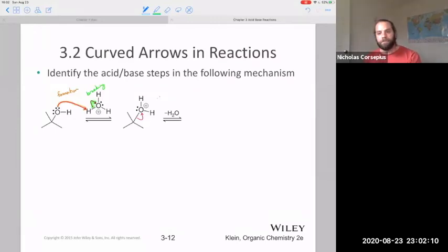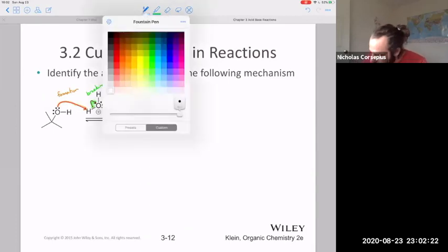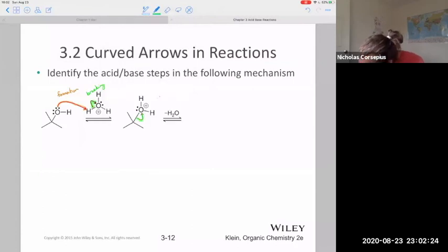What's happening here? Everybody take a second and draw me what the product of this step is going to be. Notice I only have one arrow here, so is a bond being made or is a bond being broken? In this case, we actually have a bond being broken. It's starting at a bond and it's ending on an atom. So this is a bond that's going to be broken.